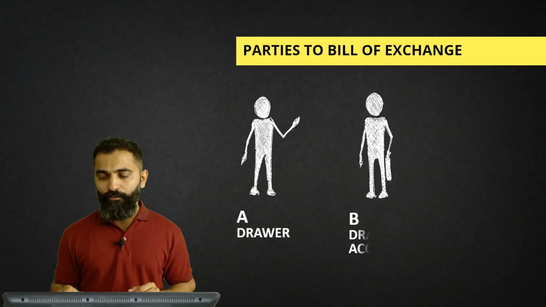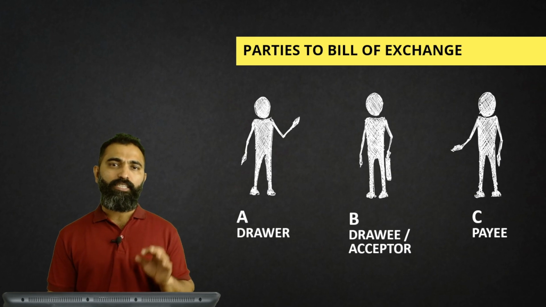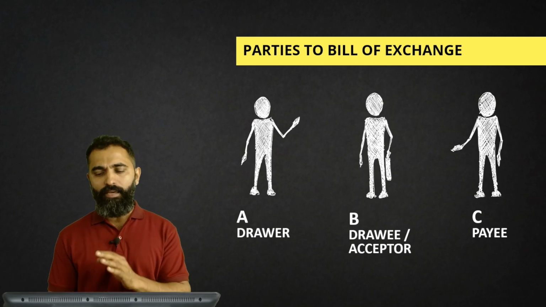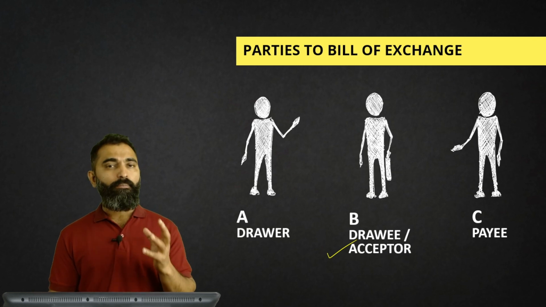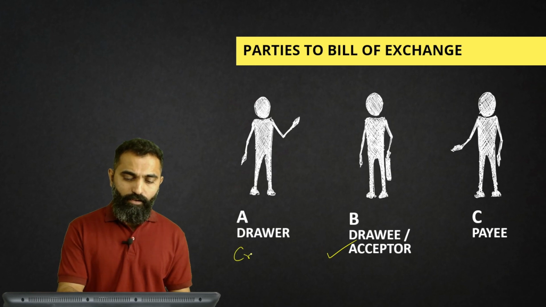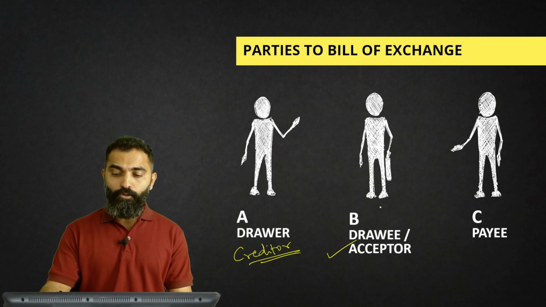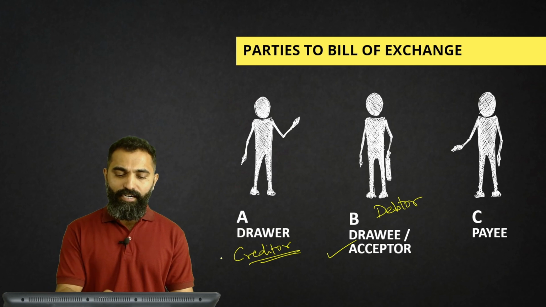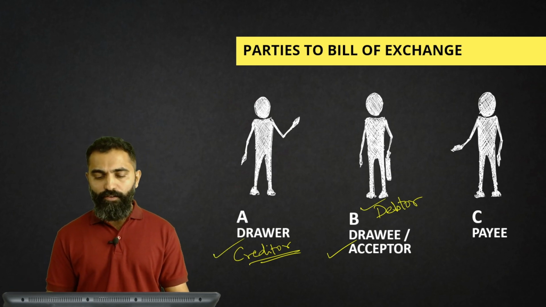Now in this definition itself, I already explained there are three parties to a bill of exchange: drawer, drawee and payee. And the drawee is also called acceptor. So if a person draws the bill, he is the drawer. Drawer definitely has to be the creditor. So before A decides to draw a bill on B, A must be his creditor and B must be the debtor. Are we good so far?